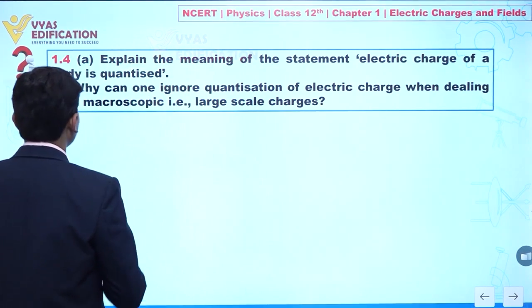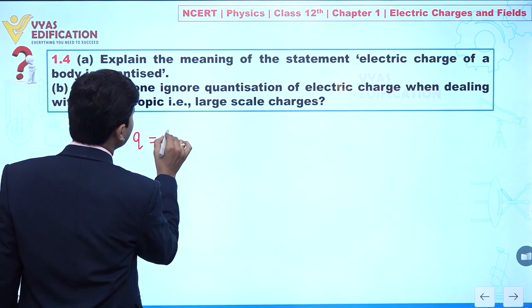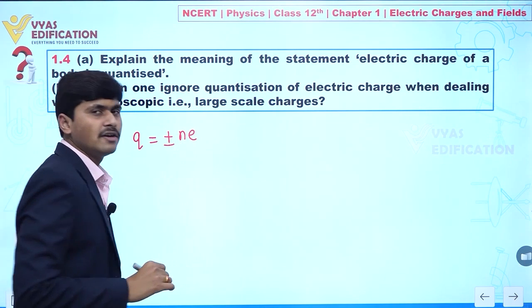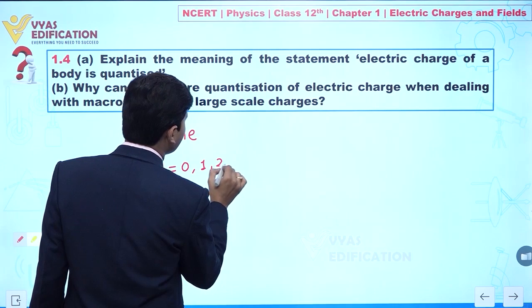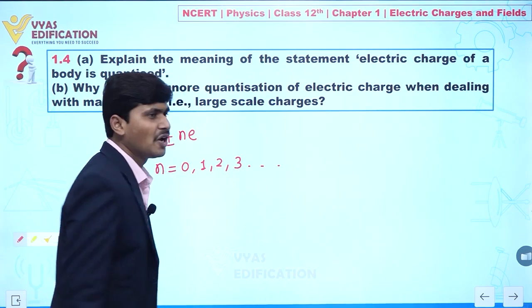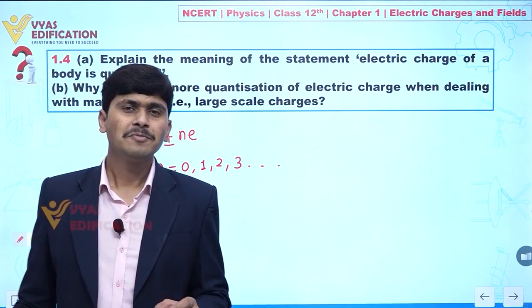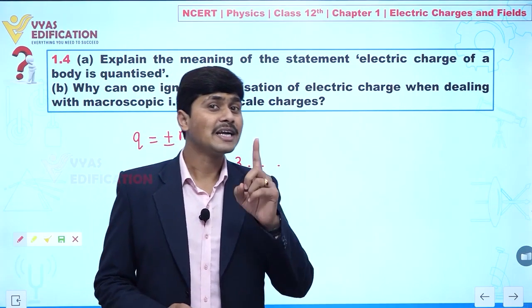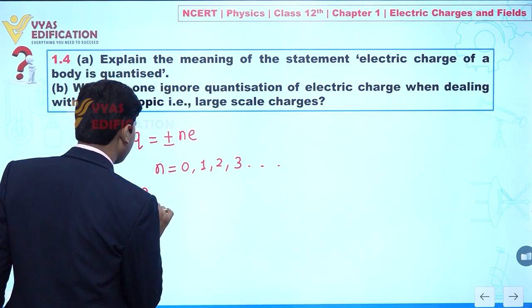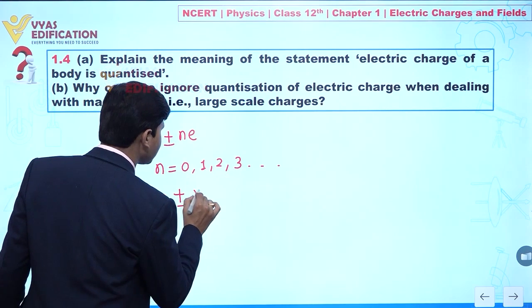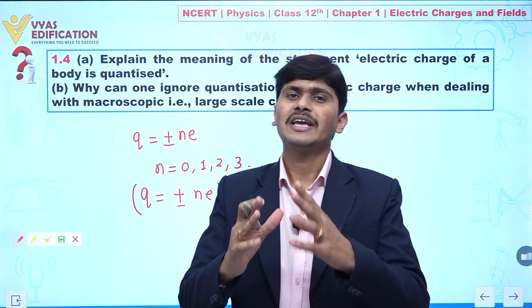Clear? Mathematically we can represent the quantization of a charge Q as plus minus Ne. Clear? And here the value of N is 0, 1, 2, 3 and so on. Always remember, we will not find the value of N in fraction. Clear? Because charge always exists in integral multiples, always remember. So we can write the value of Q as plus minus Ne. Clear to everyone? So this is all about quantization of an electric charge.